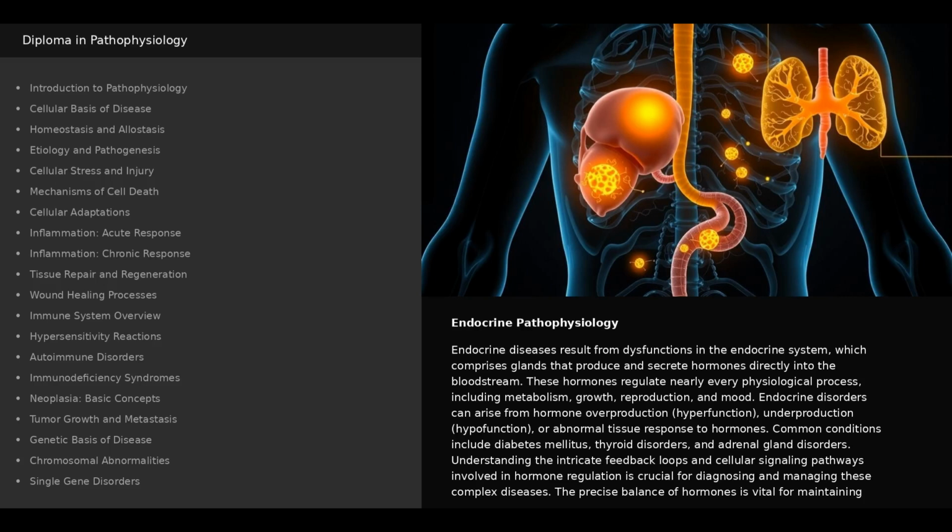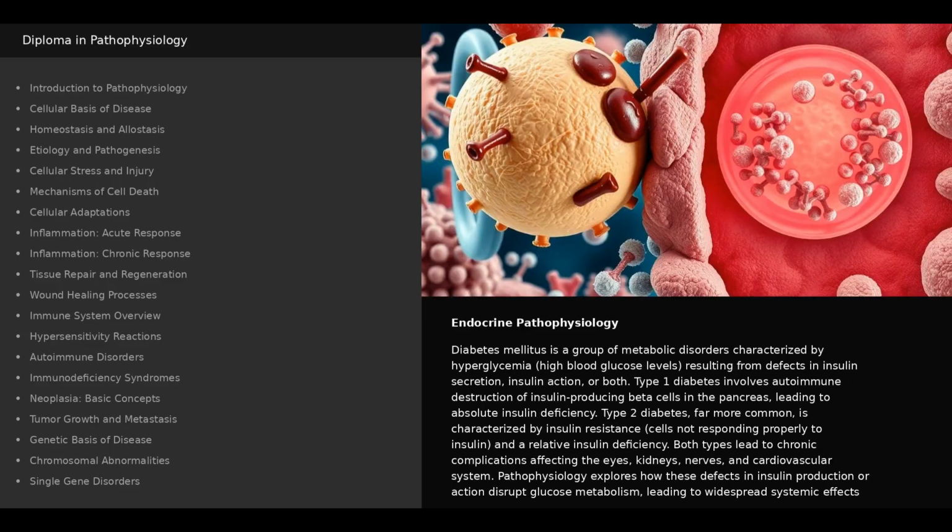Understanding the intricate feedback loops and cellular signaling pathways involved in hormone regulation is crucial for diagnosing and managing these complex diseases. The precise balance of hormones is vital for maintaining homeostasis. Diabetes mellitus is a group of metabolic disorders characterized by hyperglycemia, high blood glucose levels, resulting from defects in insulin secretion, insulin action, or both.